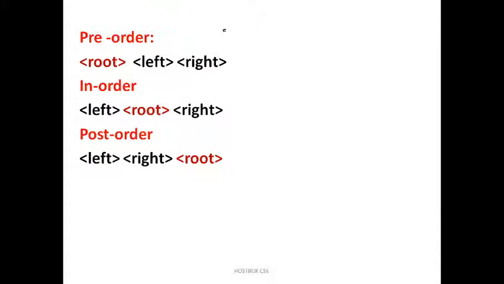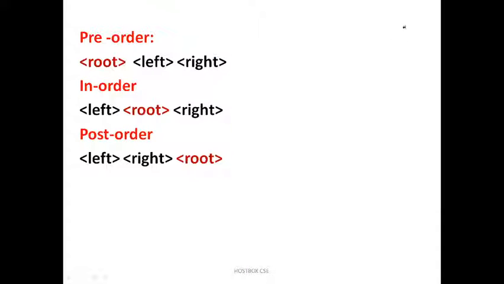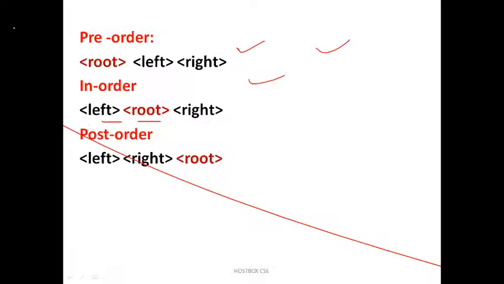Now, what is traversing? Traversing is nothing but visiting all the nodes in the given tree. There are three types of traversing. One is pre-order. In pre-order, remember, first it visits the root, then the left tree, and at last the right tree. Then in-order: it always first visits the left node, then the root, and at last the right. Then post-order: first left, then right, and after that it goes to the root last.